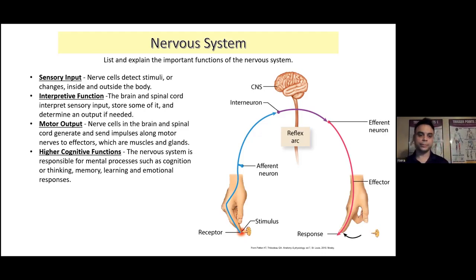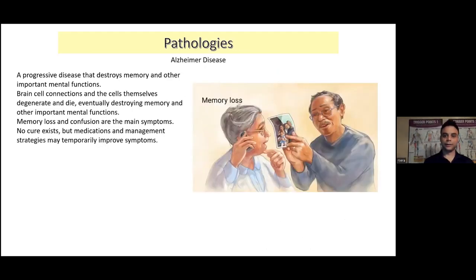So, again, put a big emphasis onto that. Make sure you go back and study that. Let's go ahead and look at some of the pathologies of this system. Our first pathology up is Alzheimer's.